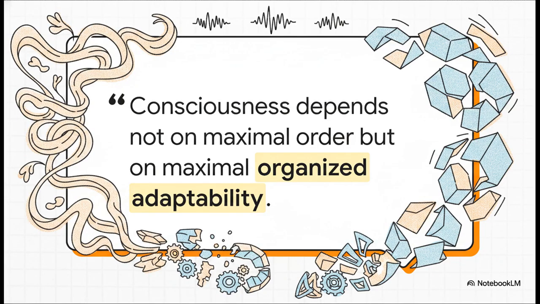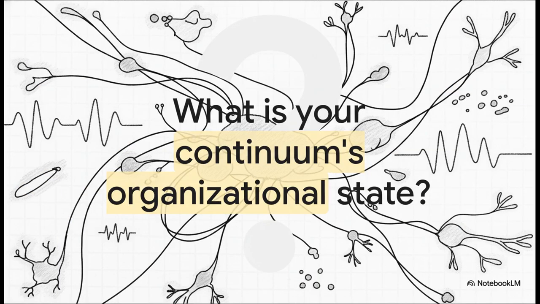And that brings us right to the core breakthrough of all this research. The idea that consciousness depends not on maximal order, but on maximal organized adaptability. Our minds simply are not built on rigid, perfect symmetry. They are built on a messy, beautifully flowing flexibility that allows us to navigate a world that is constantly, unpredictably changing.